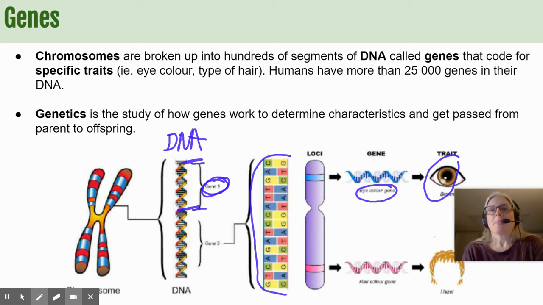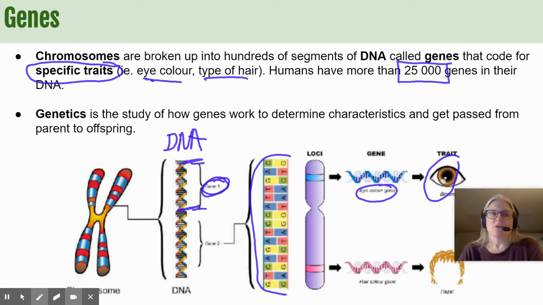So genes are actually coding for specific traits. Okay, that's what a gene does. So we have 2 examples here, eye color and hair color. But humans have over 25,000 genes in their DNA. So there are a lot of different traits that we can look at that are coded by our DNA. Now, what genetics is, what this whole unit is about, is the study of how these genes work to determine what characteristics get passed on from parent to offspring, and what's going to actually be shown.